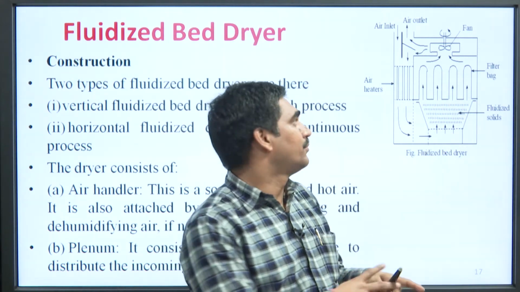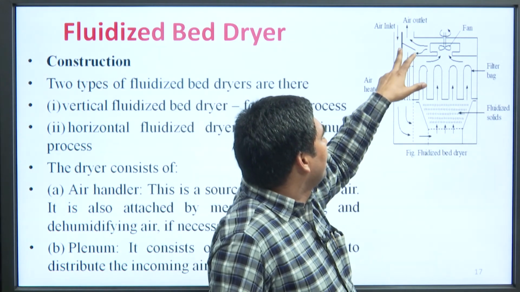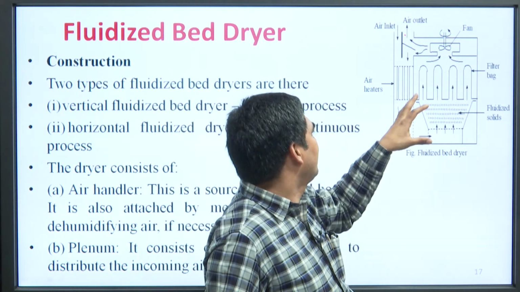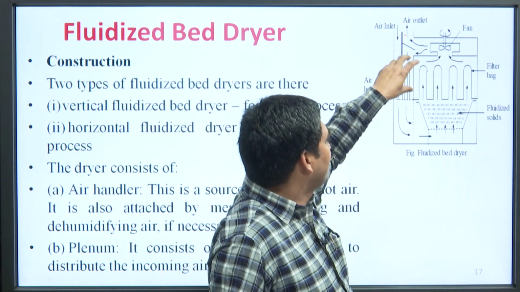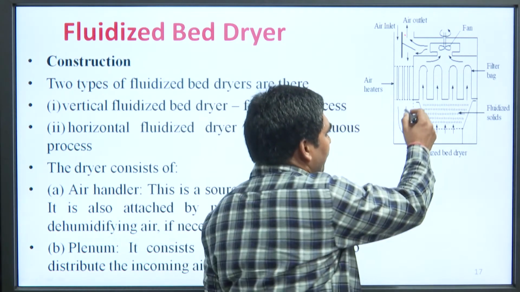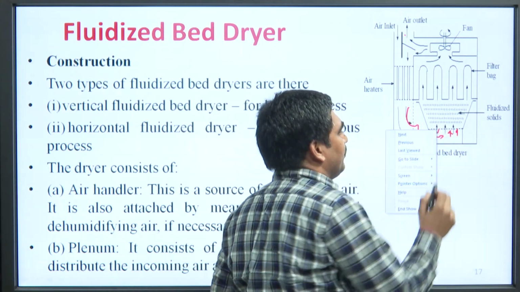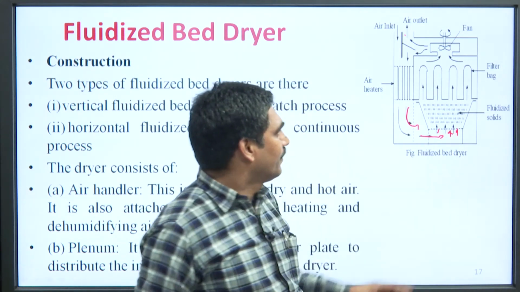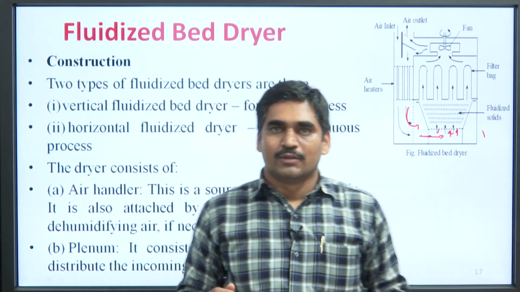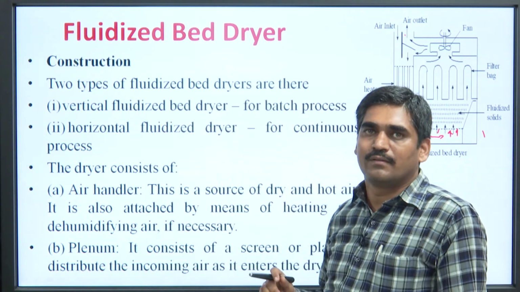Now, construction of the fluidized bed dryer. You see here, the air inlet is there, besides that the air outlet is there, and a fan is attached for circulating the air. Here the heaters are present which heat the air, and from here the heated air enters at the bottom of the chamber of the fluidized bed dryer. Above this, you see the filter bags are there too.